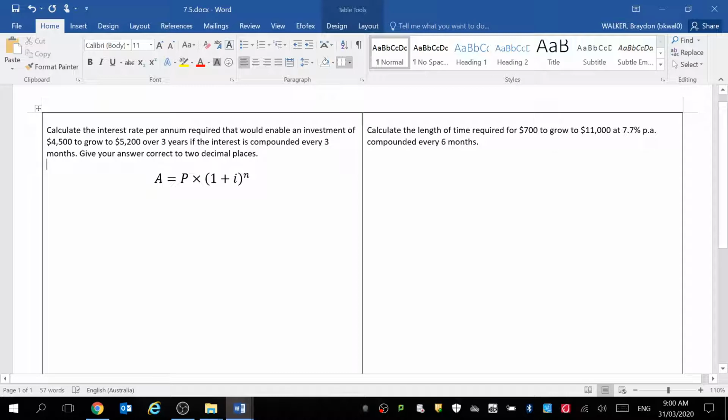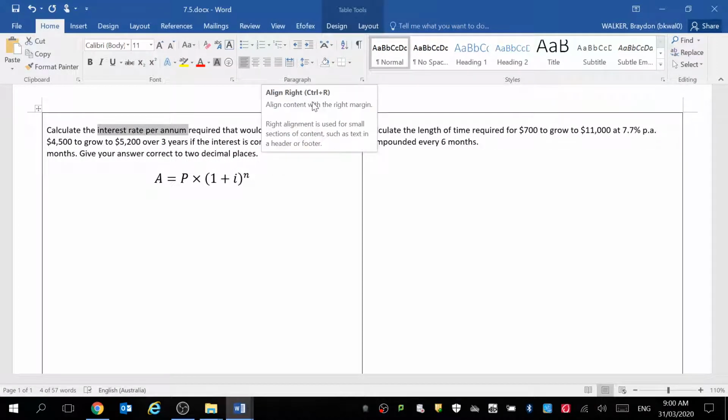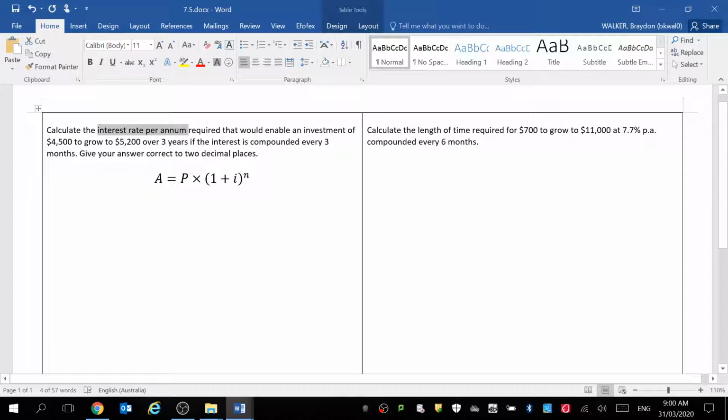Calculate the interest rate per annum. So straight away, we can highlight that. That is what we're trying to find, the interest rate per annum required that would enable an investment of 4,500. So that would be your principal. So what I'm going to start by doing, and I know I'm kind of jumping in and around, is I've got my formula here, and as I read some information, I'm going to substitute it.